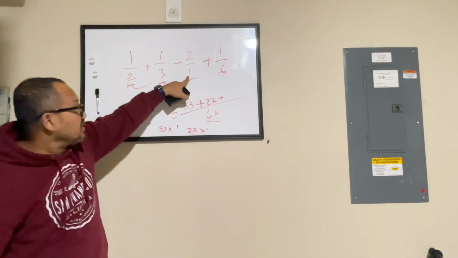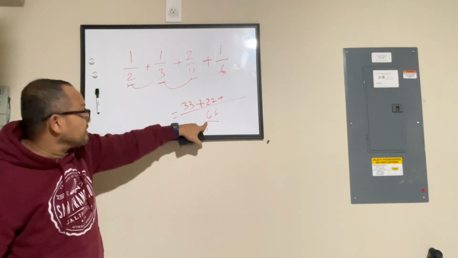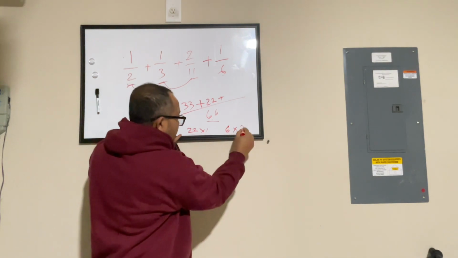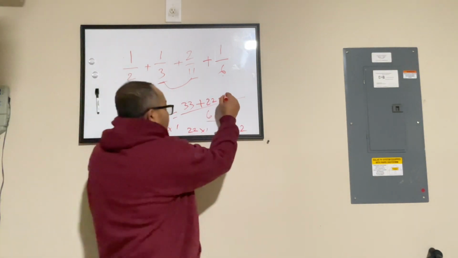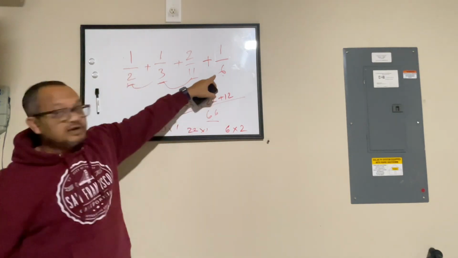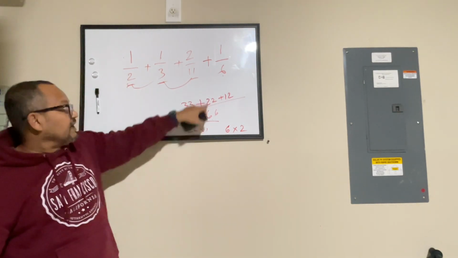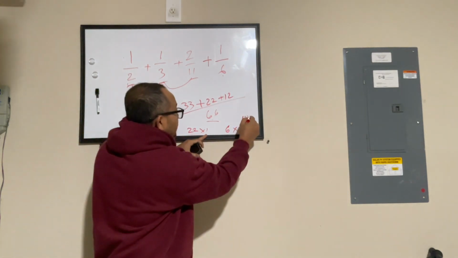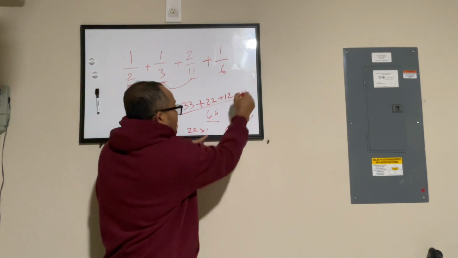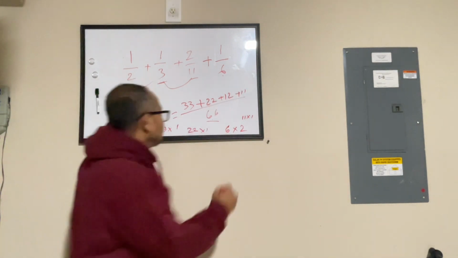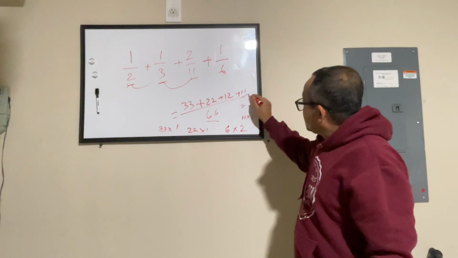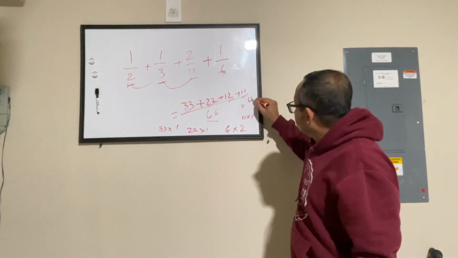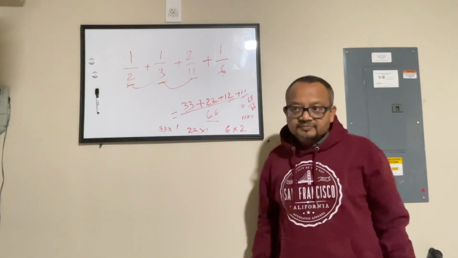What do we have in the denominator? 11. 66 divided by 11 is 6. What do I have in the numerator? I have 2 actually. So this becomes 12. Then I look at this one. 66 divided by 6 is 11. And what do I have in the numerator? 1. So 11 into 1 is 11. I'll just add these. What is the sum of this? 33 plus 22 plus 12 plus 11 is 78 divided by 66. This is my answer.